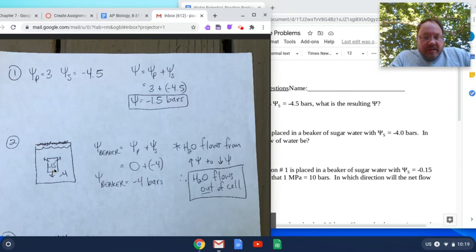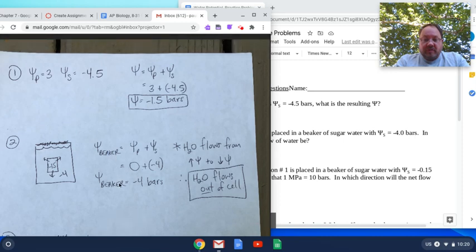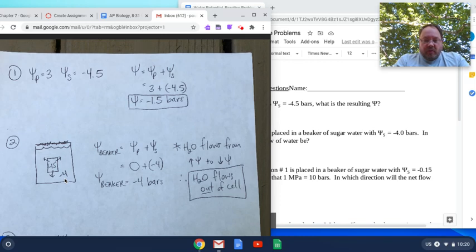We know inside the cell it's going to have a water potential of negative 1.5 bars. If we look at the beaker, the pressure potential in an open container will be zero. Then we need to figure out what the solute potential is, and they said the solute potential is negative 4 bars. So the water potential for the beaker is going to end up being negative 4 bars. If we draw that in here, it's negative 4 bars in the beaker, negative 1.5 bars inside the cell. Since water flows from high water potential to low water potential, there's going to be a net flow of water out of the cell.